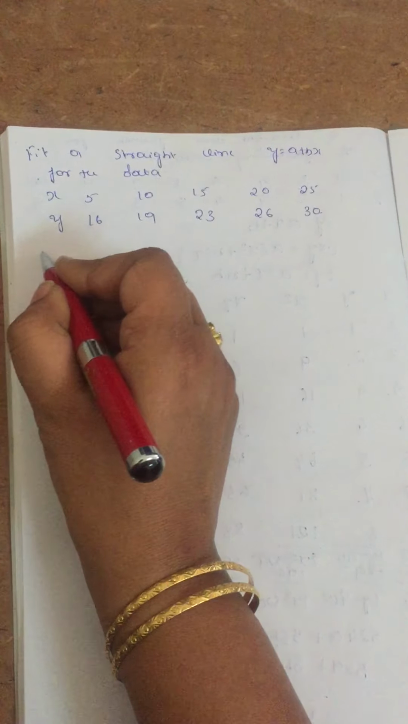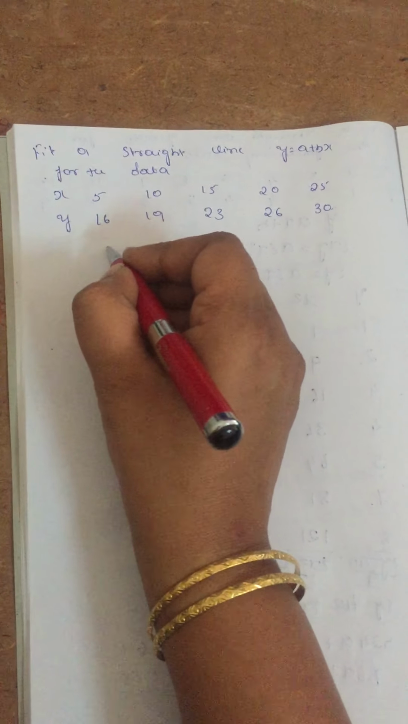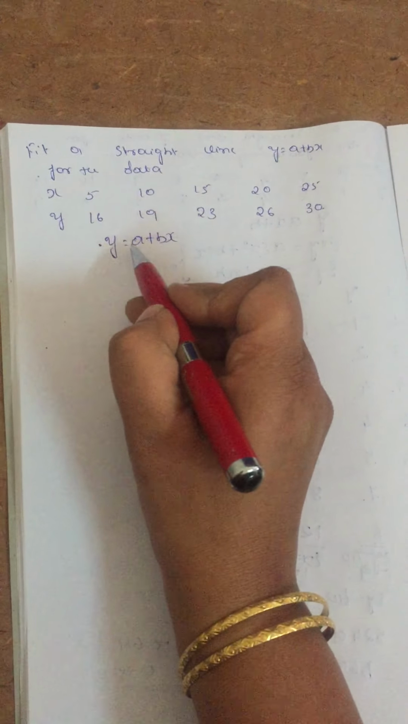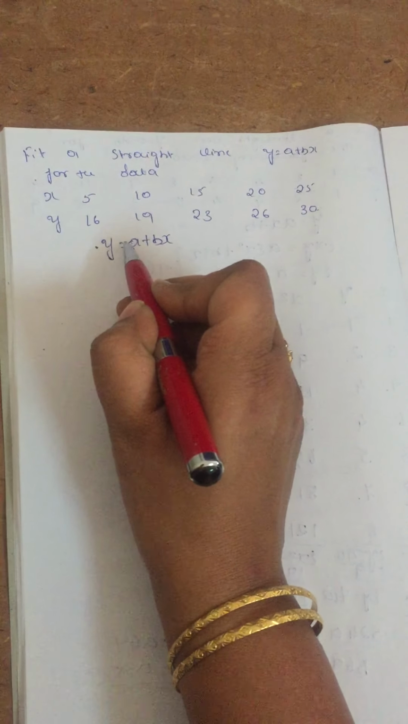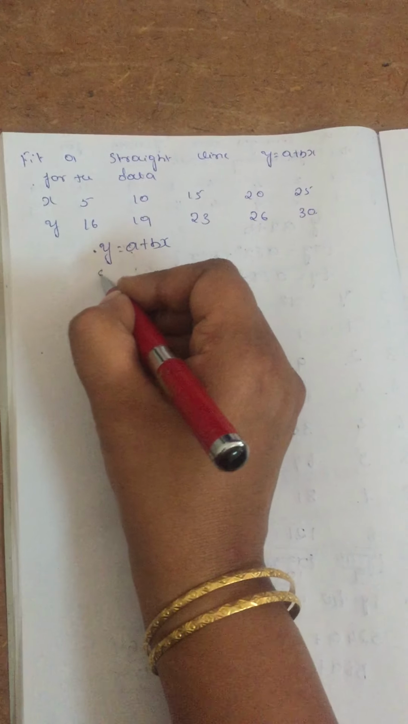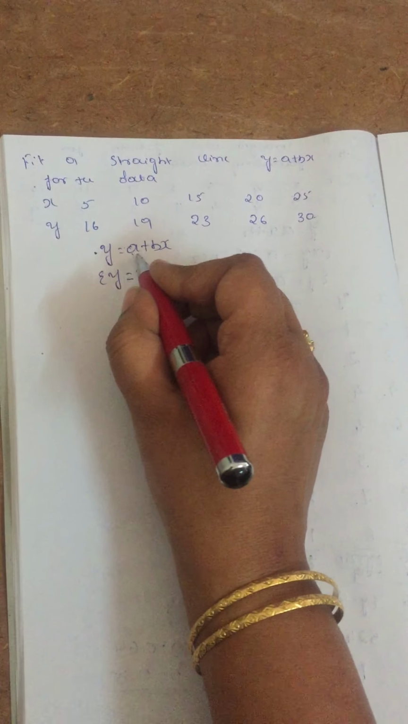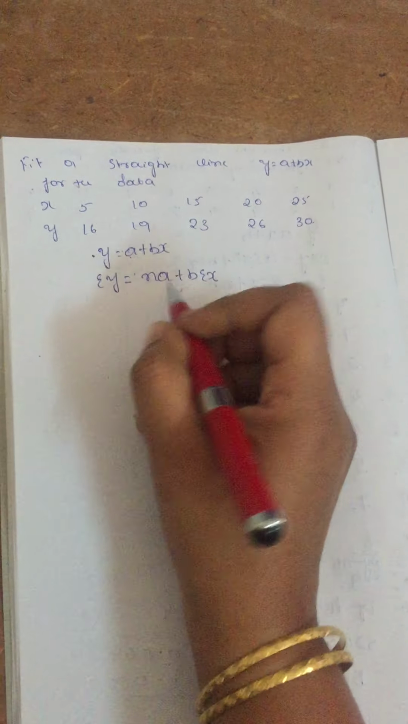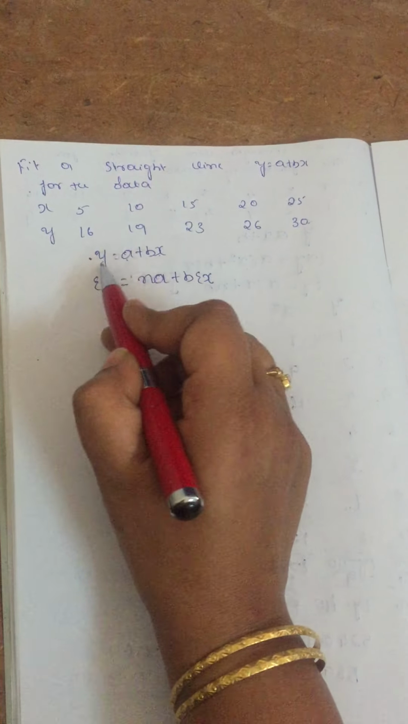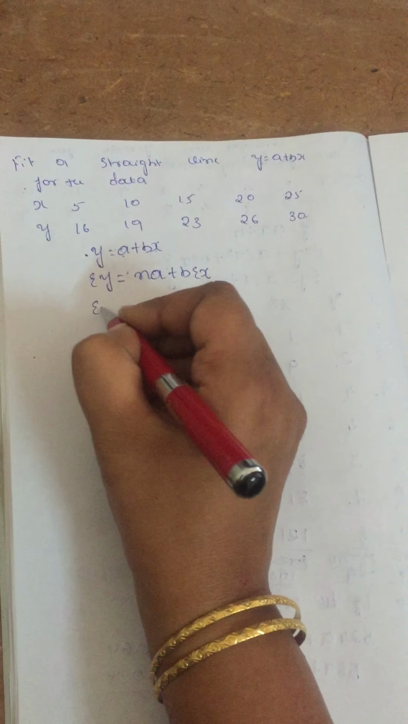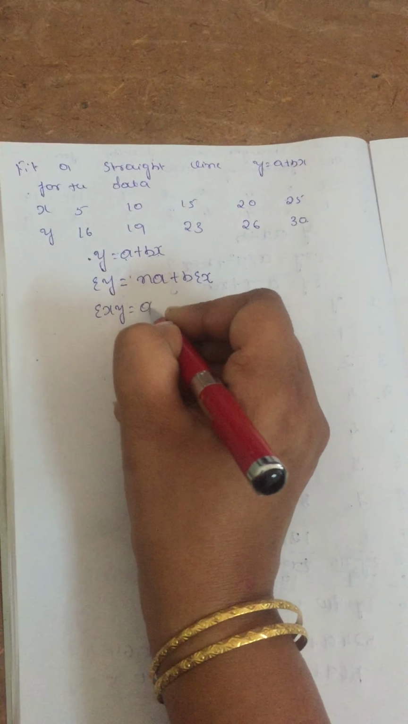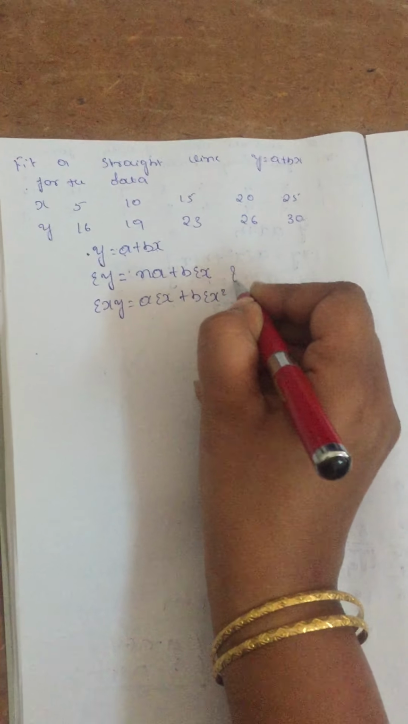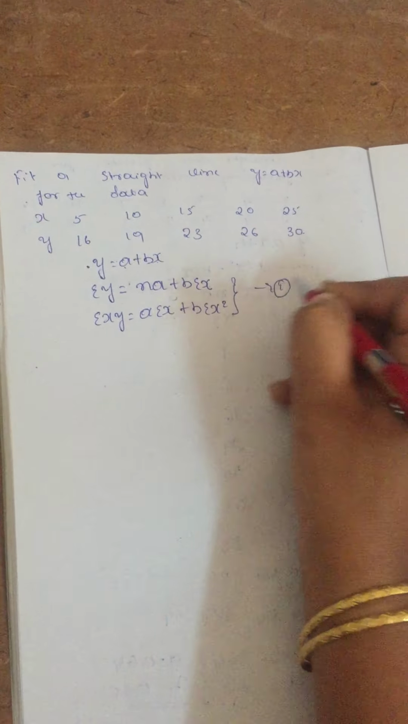First write the normal equation, that is y is equal to a plus bx. The first parameter is a, whose coefficient is 1. Just take the summation, that is summation y is equal to summation a, that is na, plus b into summation x. The b coefficient is x, so multiply by x on both sides, then summation xy is equal to a into summation x plus b into summation x square. Call it equation number 1.